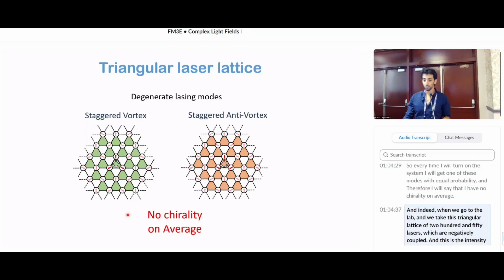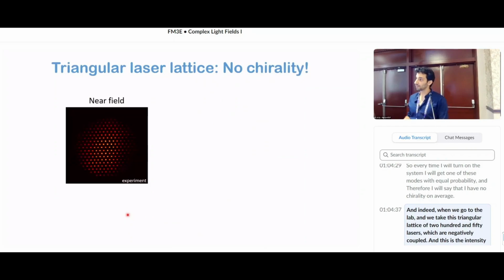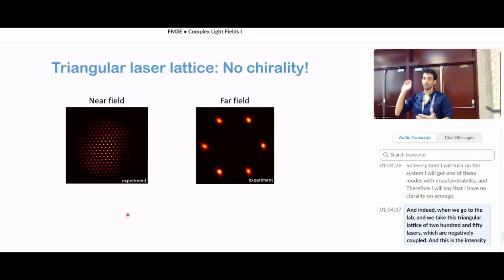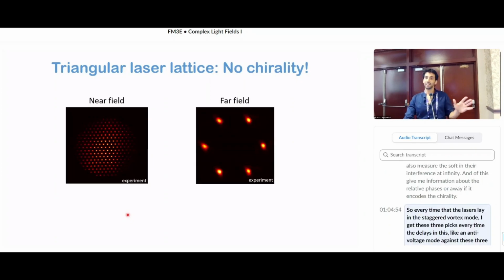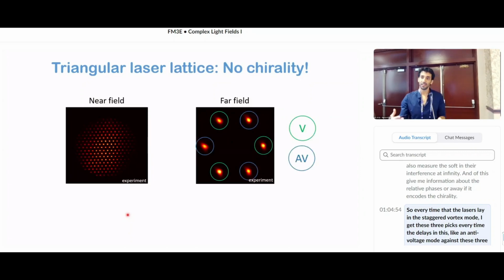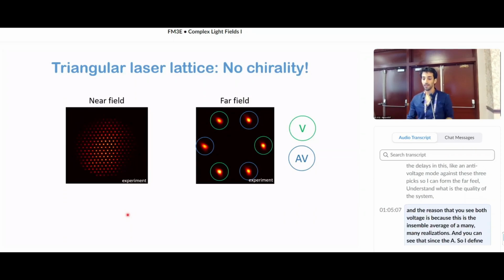And indeed, when we go to the lab and we take this triangular lattice of 250 lasers, which are negatively coupled, this is the intensity distribution of the lasers, and we also measure their far field, their interference at infinity. This gives me information about the relative phases, so the far field encodes the chirality. Every time that the lasers lie in the staggered vortex mode, I get these 3 peaks. Every time that the lasers are in the staggered anti-vortex mode, I get these 3 peaks. So I can, from the far field, understand what is the chirality of the system. The reason that you see both vortex and anti-vortex peaks is because this is the ensemble average over many realizations.